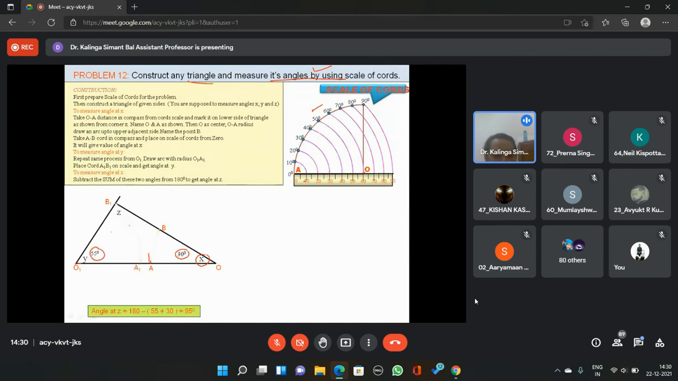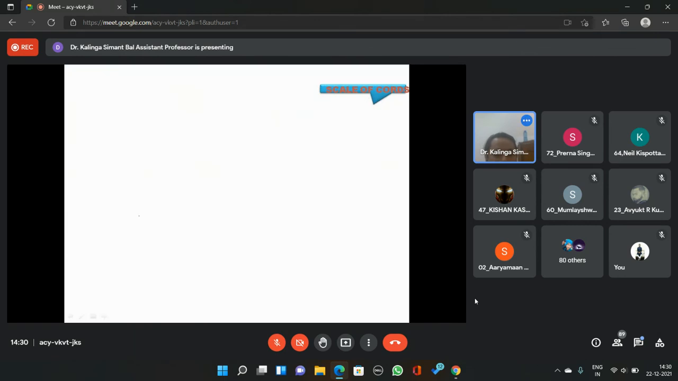And similarly, the third angle you can easily find because the sum of angles will be 180. So 180 minus 55 plus 30 will give you 95 degrees. So the third angle will be around 95.